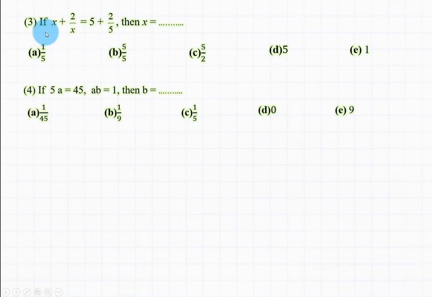Example number 3. If x plus 2 over x equals 5 plus 2 over 5. Of course, because x and x equal 5 and 5, therefore x equals 5.